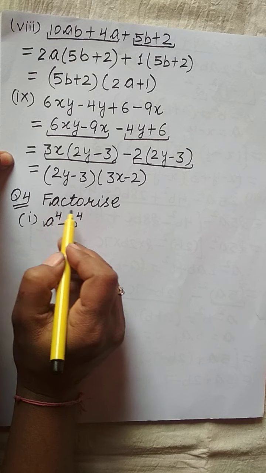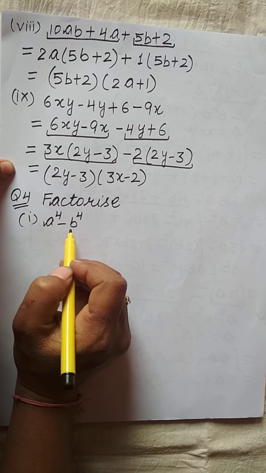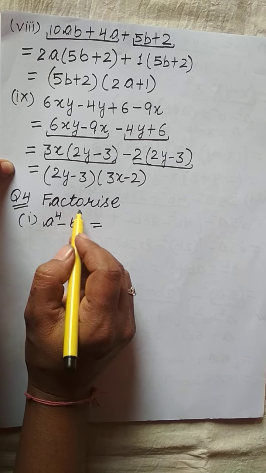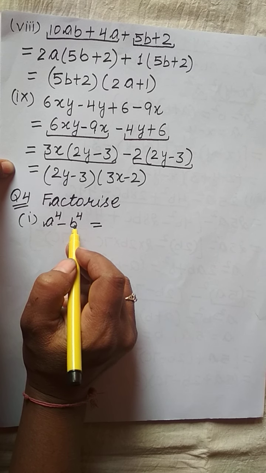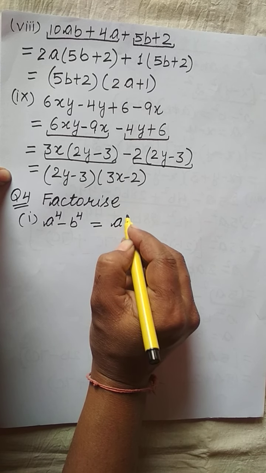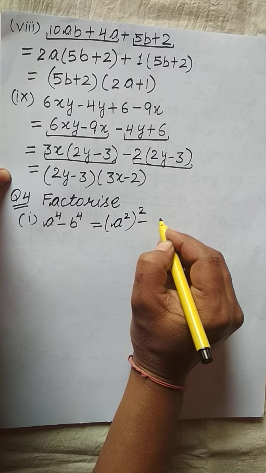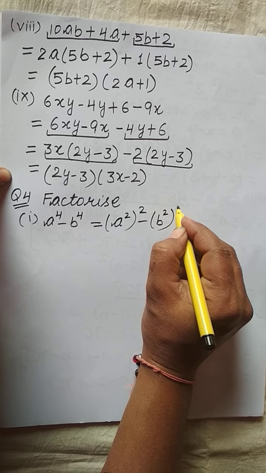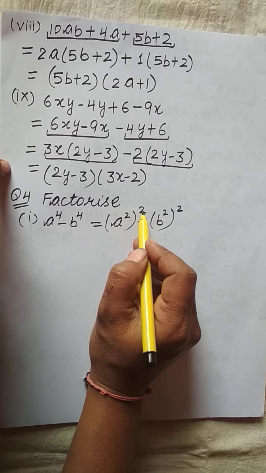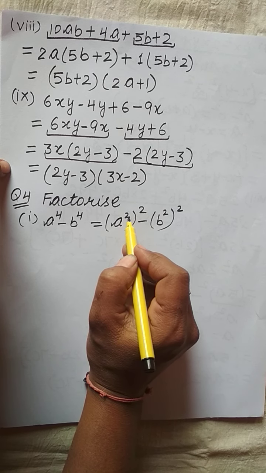Next question is factorize. First part is a raised to power 4 minus b raised to power 4. In this type of question, the form is like a square minus b square. So firstly we will write these powers as square of a square minus square of b square, as we know that a raised to power m raised to power n is a raised to power mn. So it is 2 2's the 4.